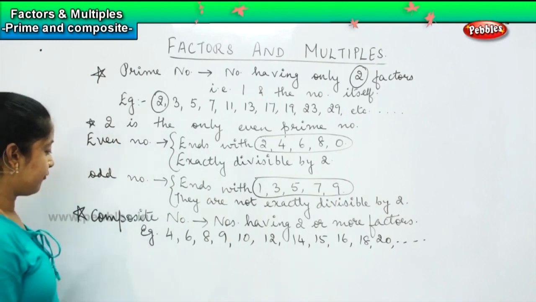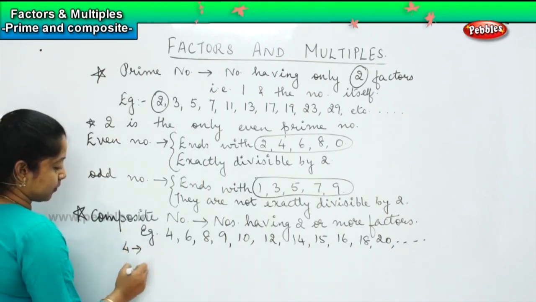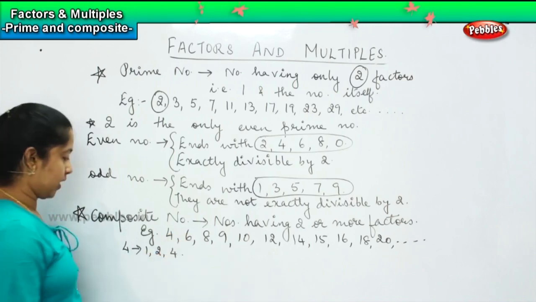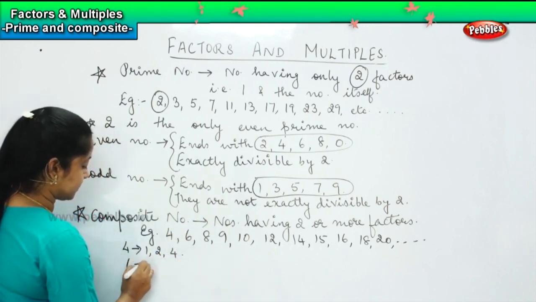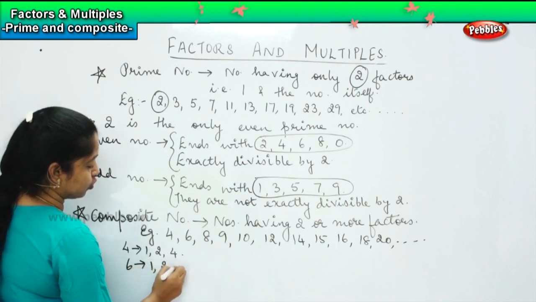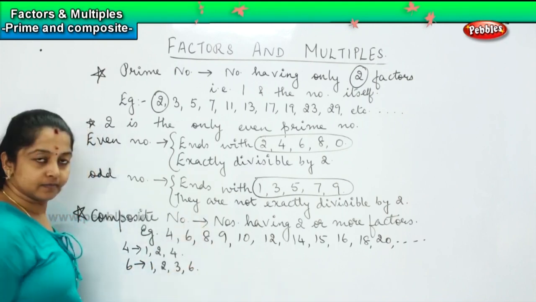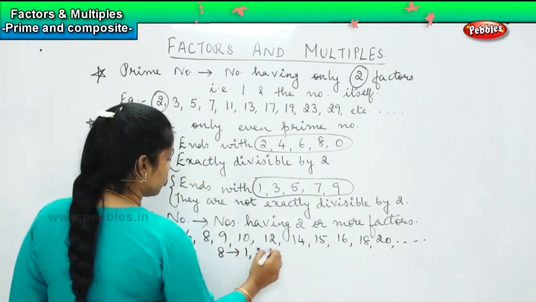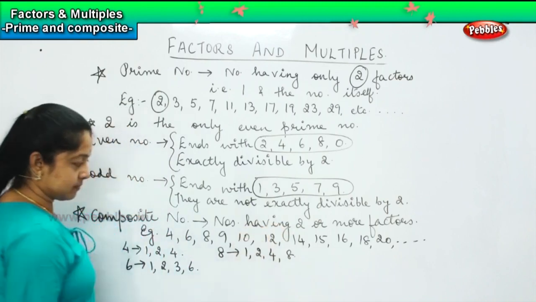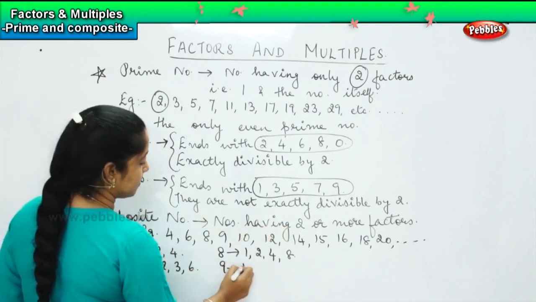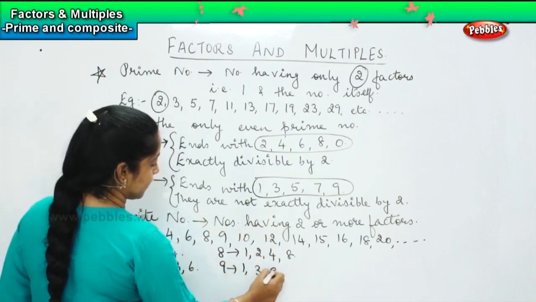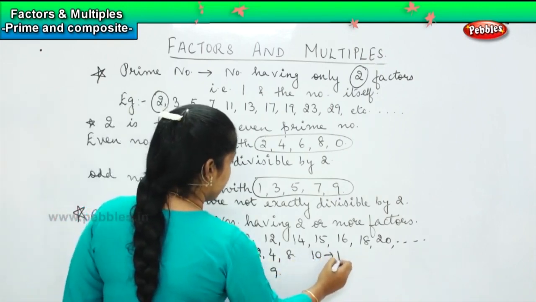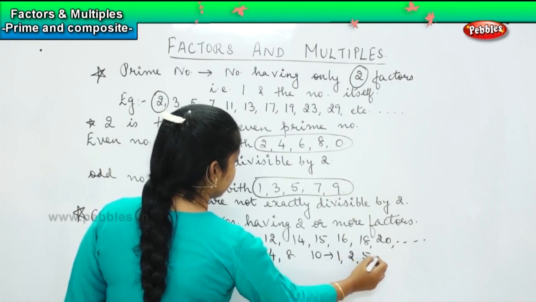Okay. So if you take 4, what are the possible factors? It is 1, 2, and 4. Okay. If you take the value of 6, it will be 1, 2, 3, and 6. If you take the value of 8, it will be 1, 2, 4, 8. If you take 9, it will be 1, 3, 9. Right. And if you take 10, it will be 1, 2, 5, 10.